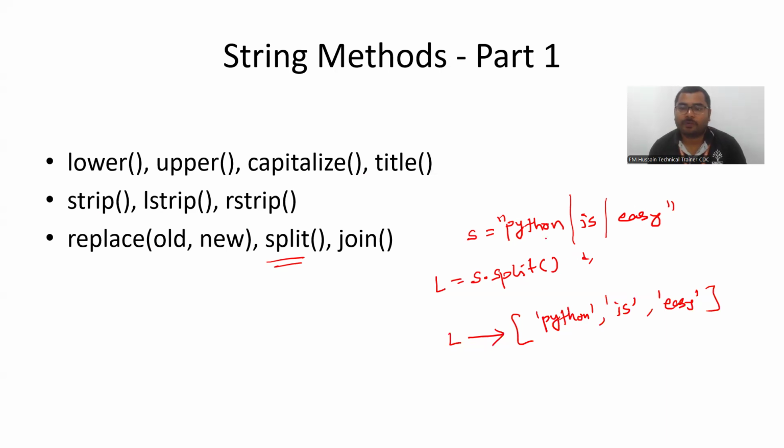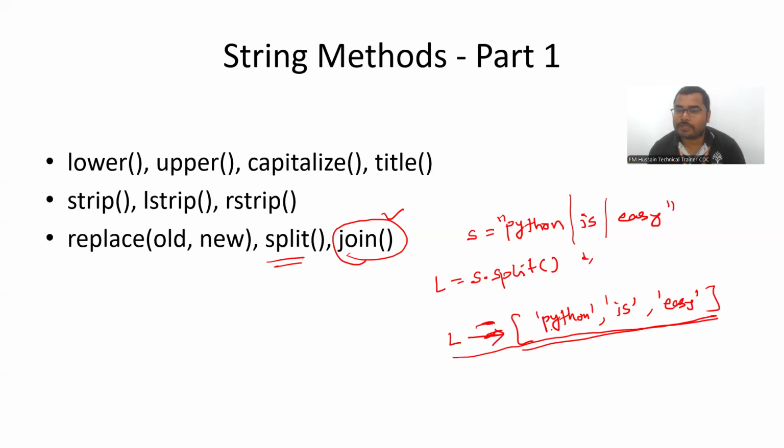Okay, now if you want to perform the reverse, suppose you have the list of all words and you want to make a string. In such a case, we use the join method. Now here I have the list. Let us assume the same list I am considering. L is equal to Python is easy. With this, I want to create the string Python is easy. In such a case, you need to use the join method.